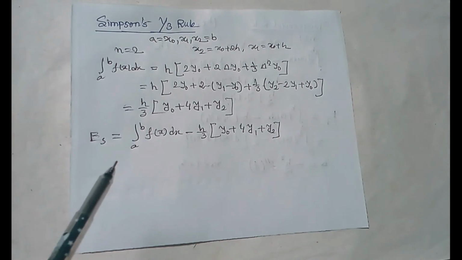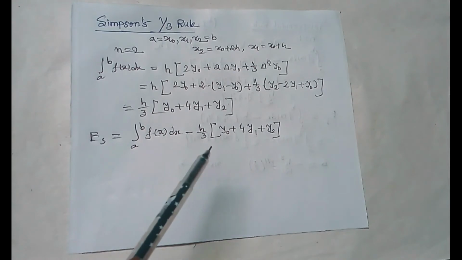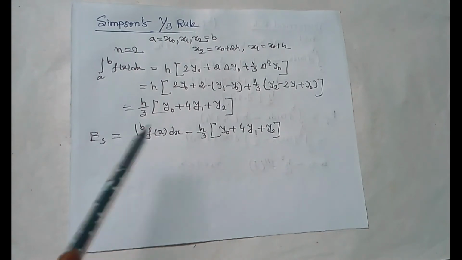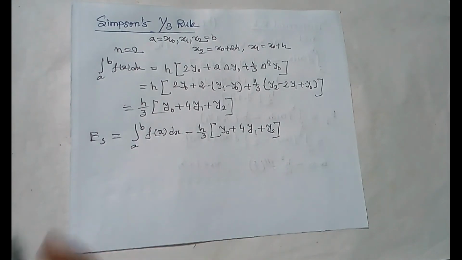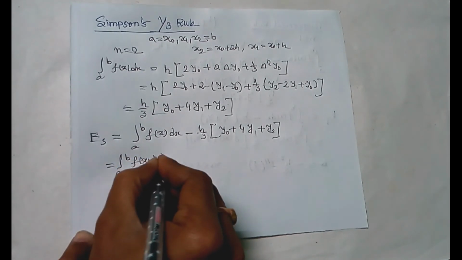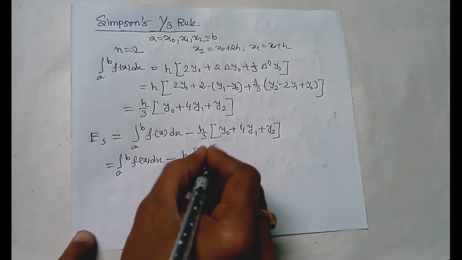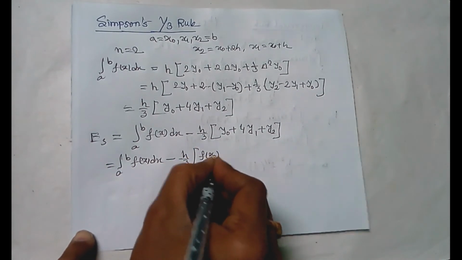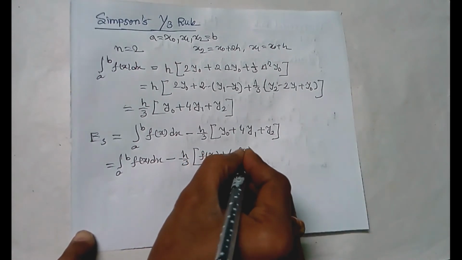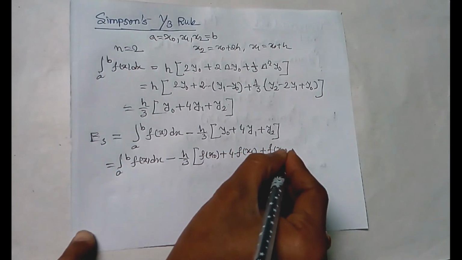Error in Simpson's one-third rule is equal to the true value of the integral minus the approximate value. In Simpson's one-third rule, we approximate the integral by this formula, so this is our approximate value. Next, this is equal to integral from a to b of f(x) dx minus h by 3 into, we may replace f(x0) in place of y0, plus 4 times f(x1) in place of y1, and finally f(x2) in place of y2.